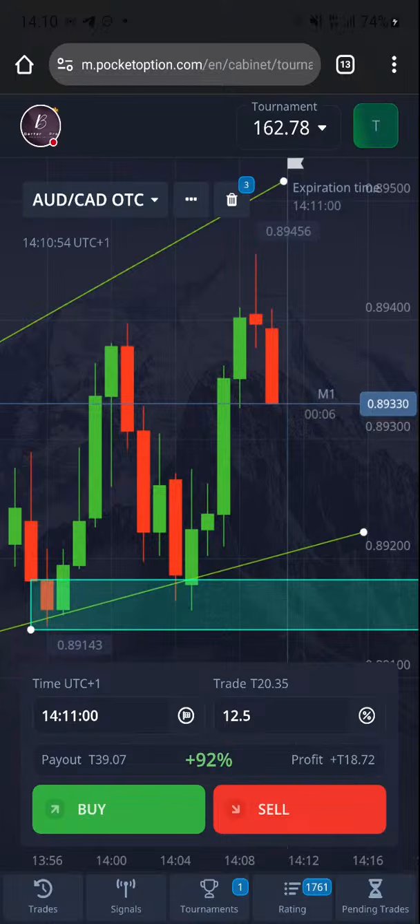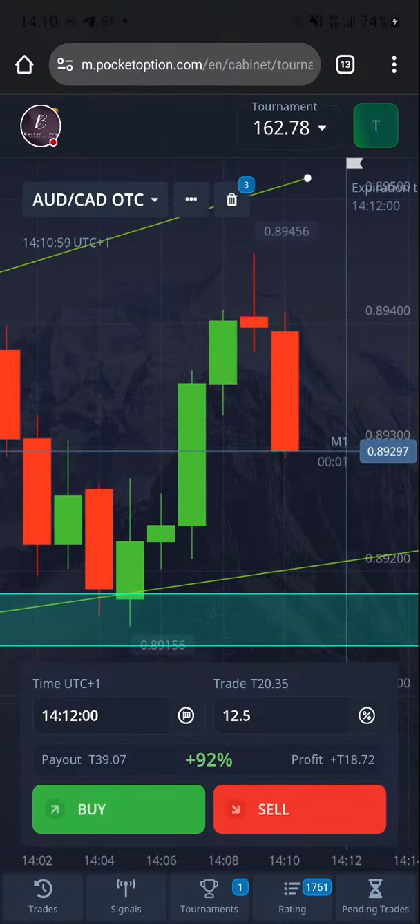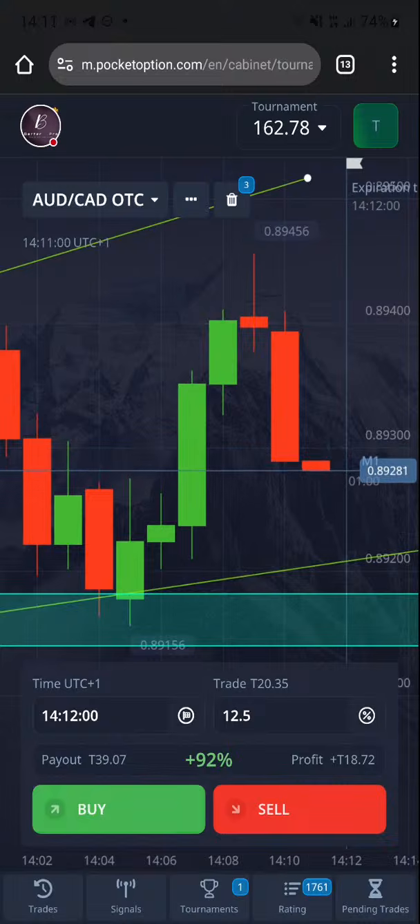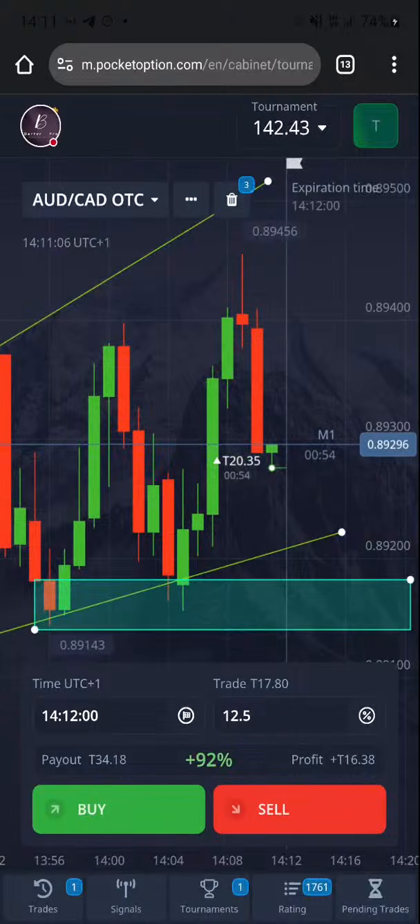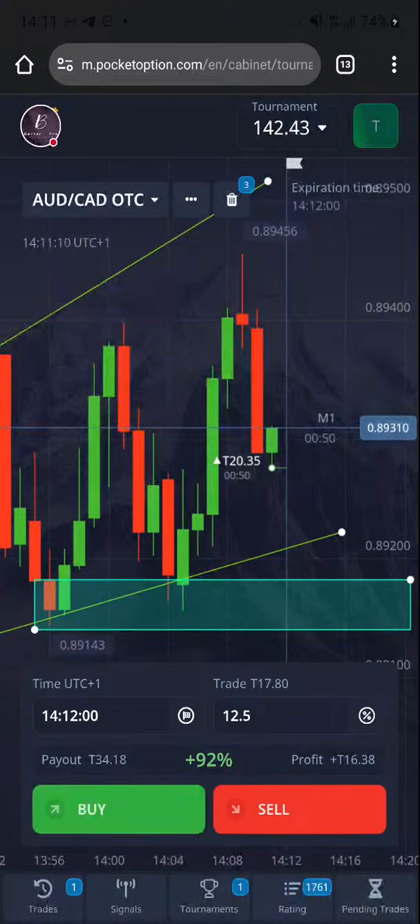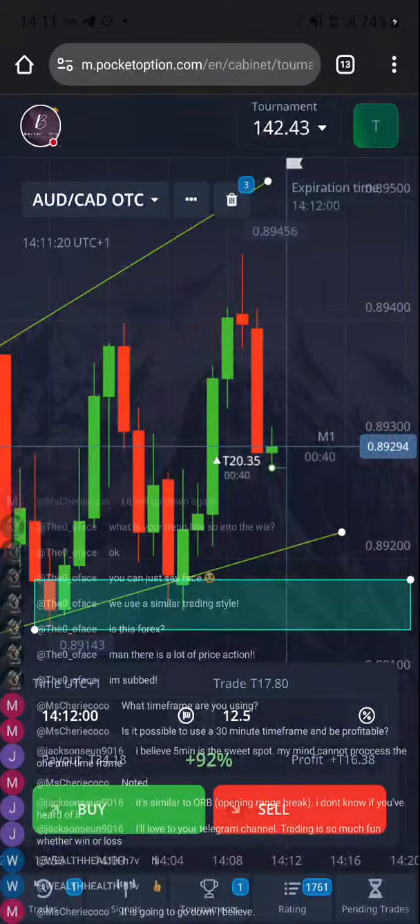Okay, we can go with the buyers now. It's safe to go with the buyers, especially if we have a gap down. The reason why I'm going with buyers, I'll tell you, is because this pattern is called an evening star pattern. And usually, when you see an evening star pattern, it's usually followed by a green candle, most of the time.